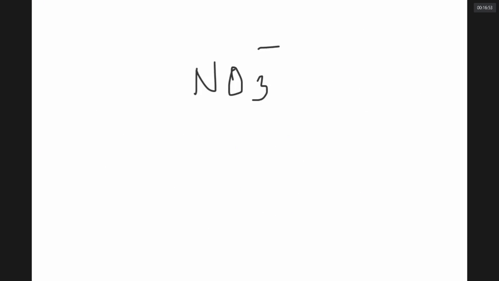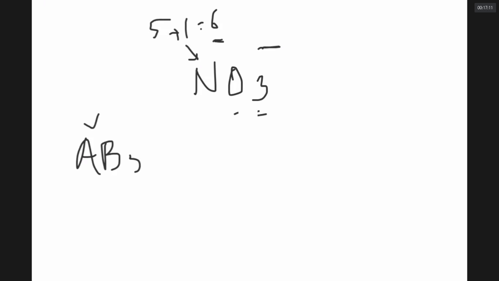Nitrate ion. AB3. Nitrogen has 5 electrons, but there is an extra minus charge, meaning you add 1, so 6. Nitrate is looking like AB3. Out of 6 electrons, all the 6 are used by 3 oxygens. So it is AB3. AB3 means hybridization is what?